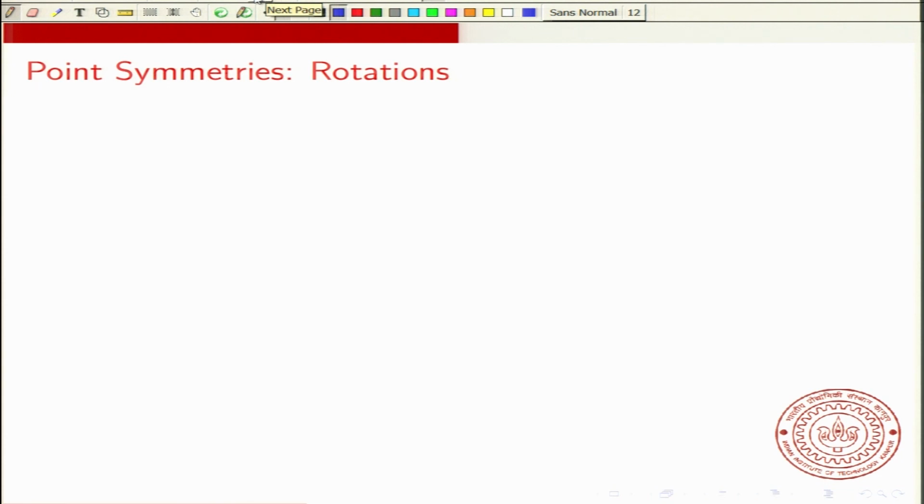This is a point symmetry, and in this case we are specifically referring to proper rotations. Proper means rotation without any reflection or inversion. Now let us take an example, a typical tetrahedron like a silicate.